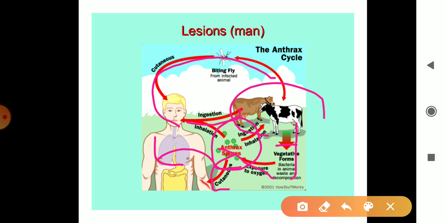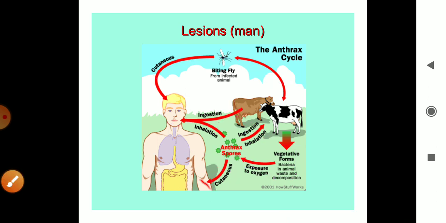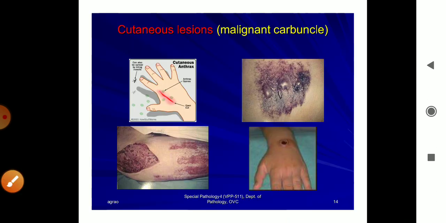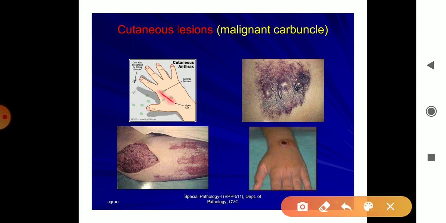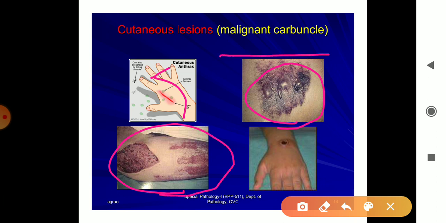This is the cutaneous form of anthrax. I will show you a photo. This is anthrax. The cutaneous form of anthrax in human beings is known as malignant carbuncle. This is a frequently asked question, these types of disease.